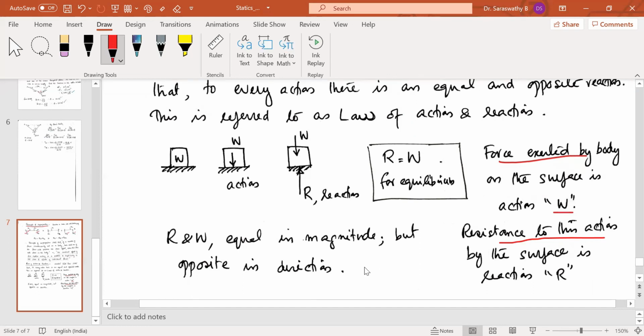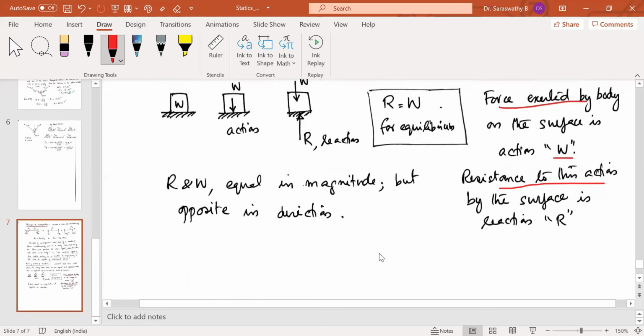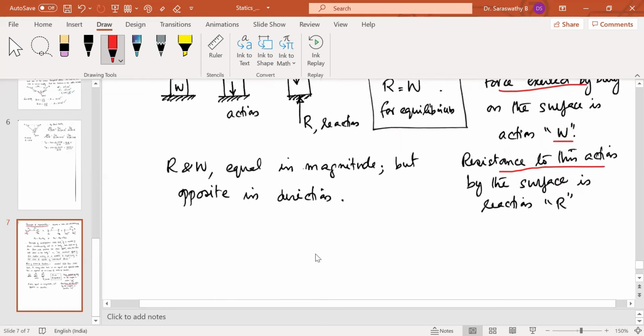So these are some basic laws and basic principles which you have to be familiar with in statics before going deeper into the portion in statics.